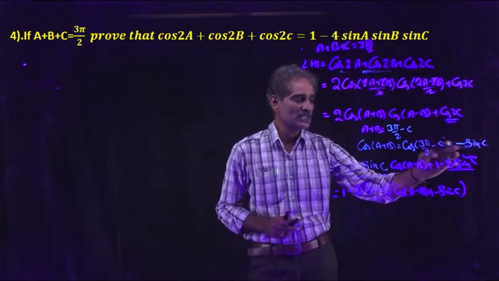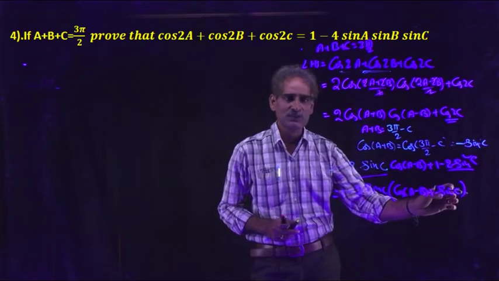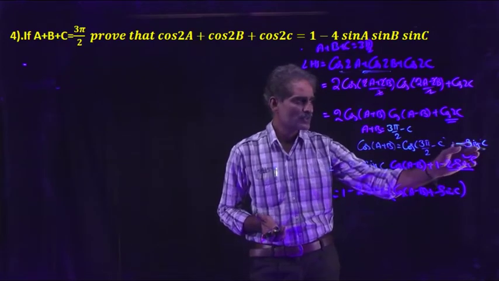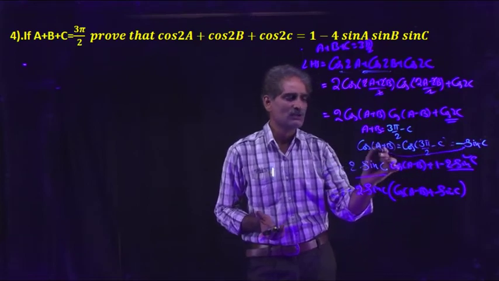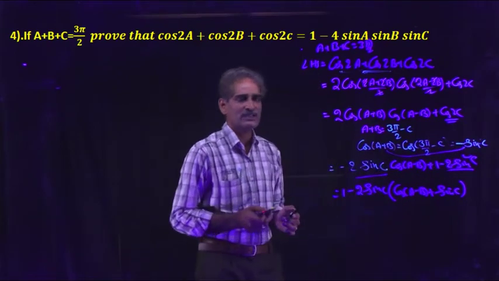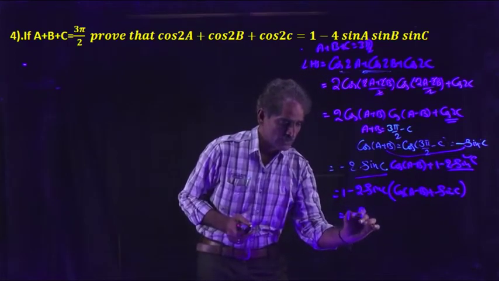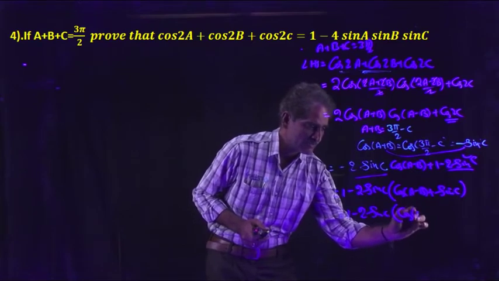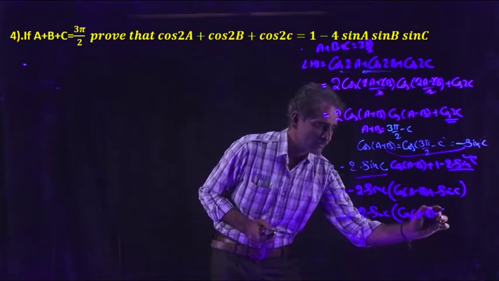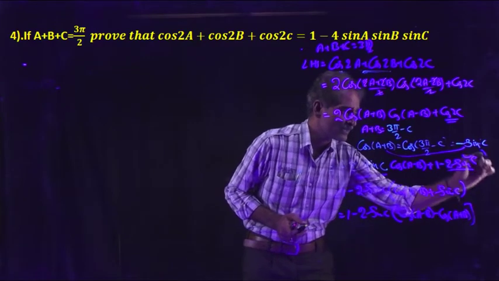So sin c is nothing but minus of cos(a+b). Sin c is there. We have to express it in terms of a, b. This is the relation. What is the relation? Minus sin c equals this one. Sin c equals minus of cos(a+b). So here substitute this one. Minus 2 sin c, cos(a−b) is there, minus cos(a+b), with the help of this one.